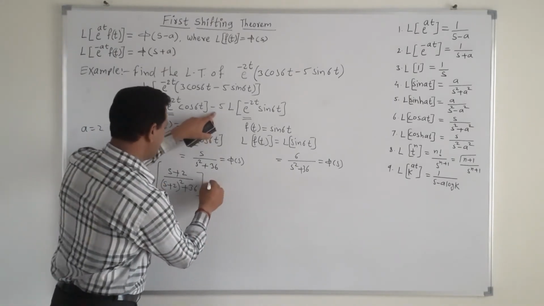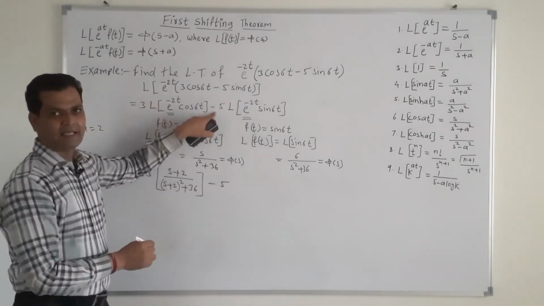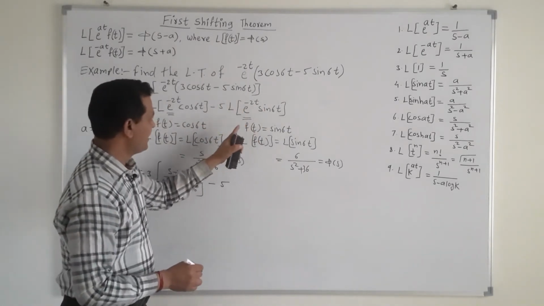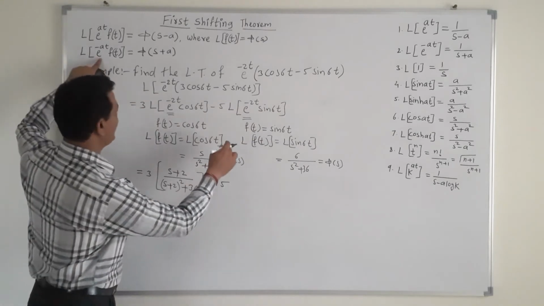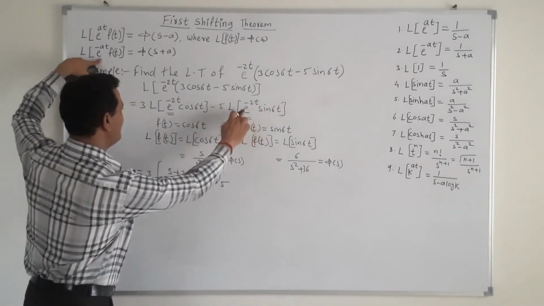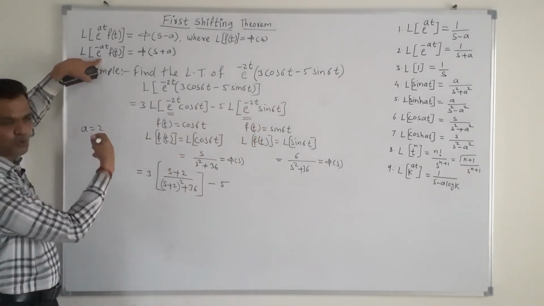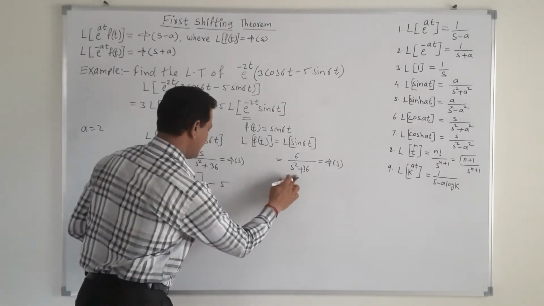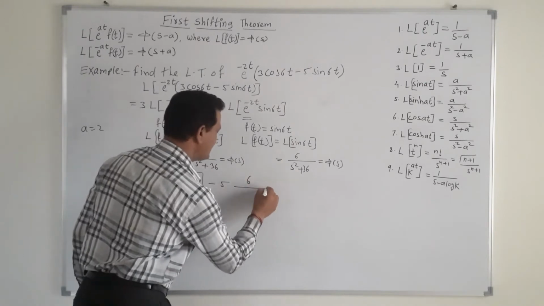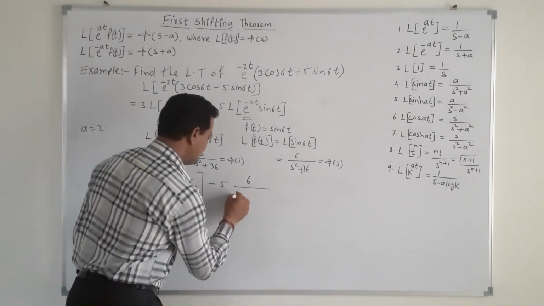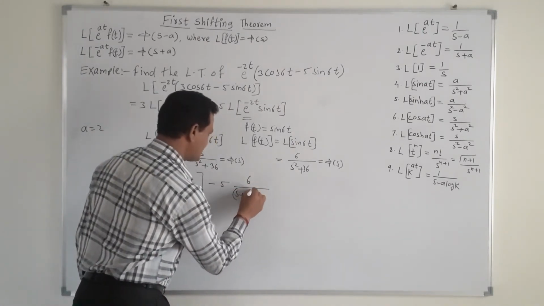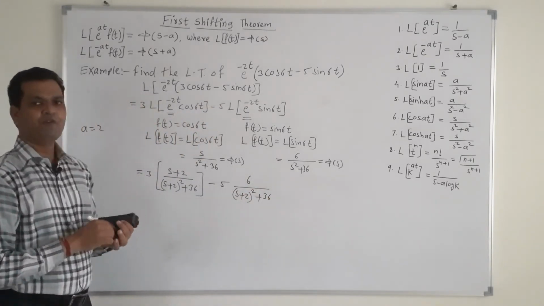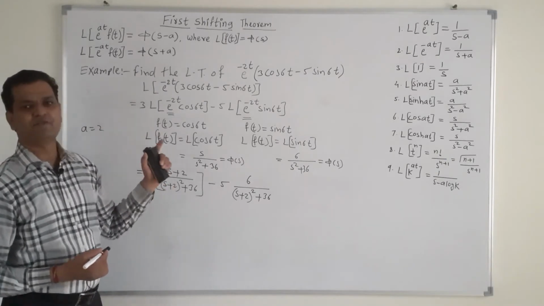Then the middle sign is minus 5. According to the shifting theorem, the power of e is negative, so comparing the equations we again get a equal to 2. That means add 2 to the parameter s. So here the value is 6, which is constant, upon s plus 2 whole square plus 36. In this way we solve the example based on the first shifting theorem.